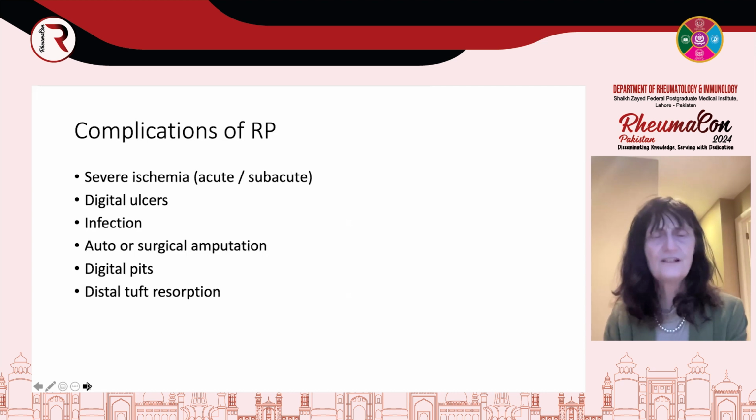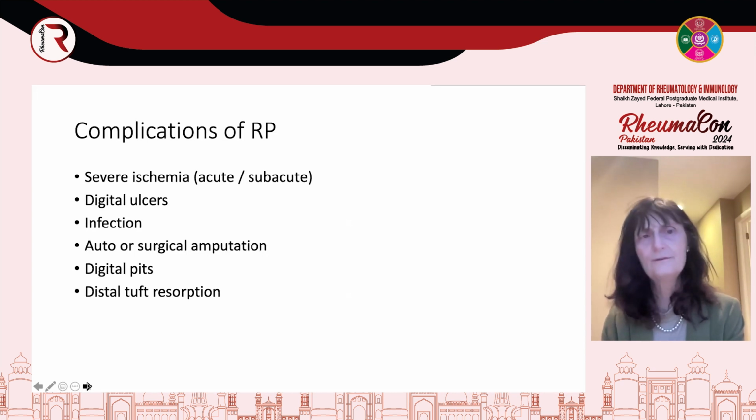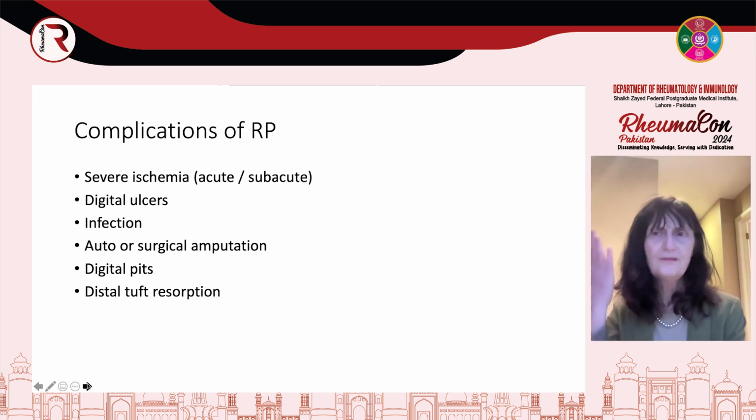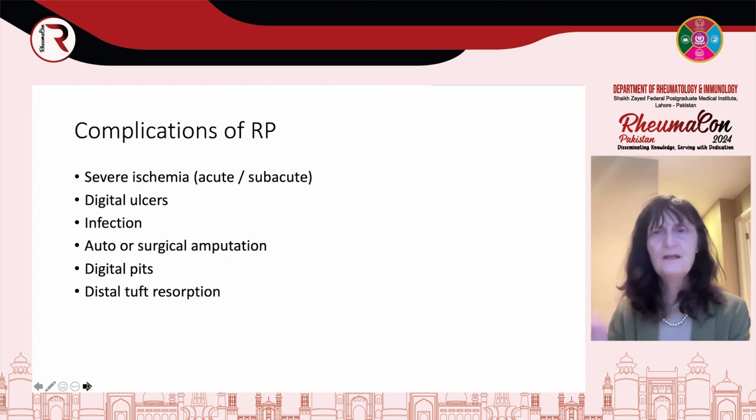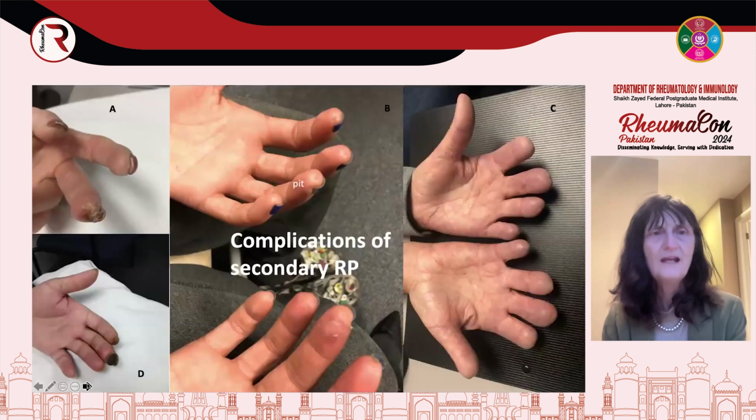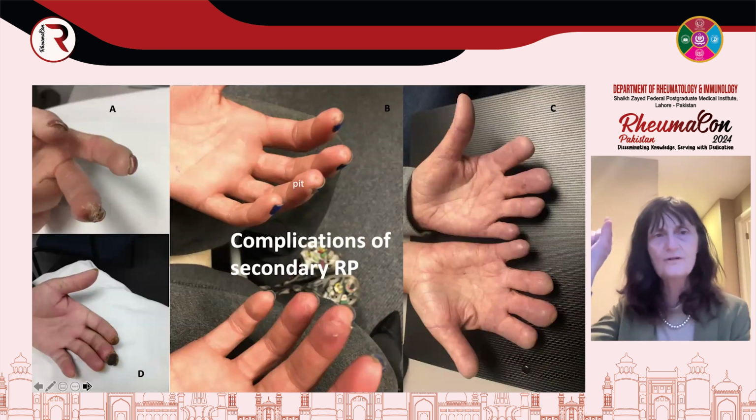Complications, severe ischemia, could be acute or subacute, even chronic. Digital ulcers, osteomyelitis or deep infection, ulcer infections, auto or surgical amputation, digital pits or tuft resorption, where you're losing some of the pulp of the fingers. So in A, you can see the ulcer, and in the other finger that you see, well, she's lost some of the pulp, so that finger is getting shorter.